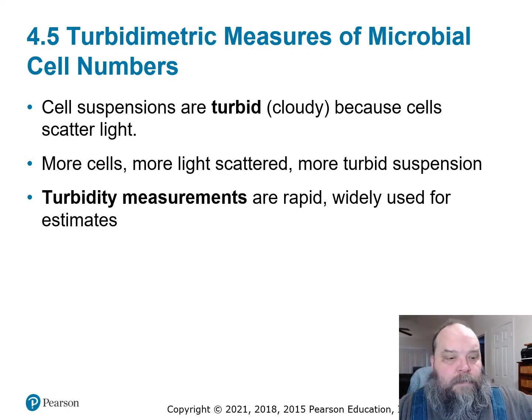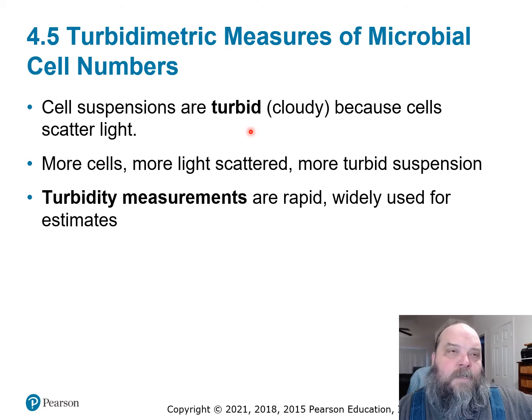Here's an interesting thing. As I've stated many times in lectures, here in the recorded lectures or in class, one cell's too small to see. Billions of them, well, I can't see individual cells, but I can see the mass. They will make the liquid look cloudy. Well, that cloudiness we refer to as turbidity.